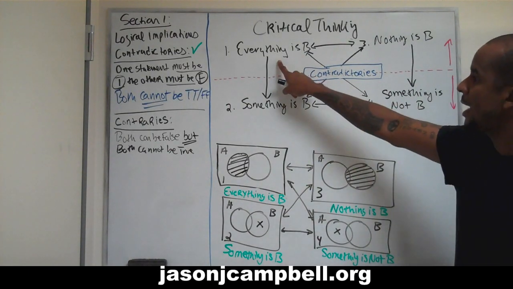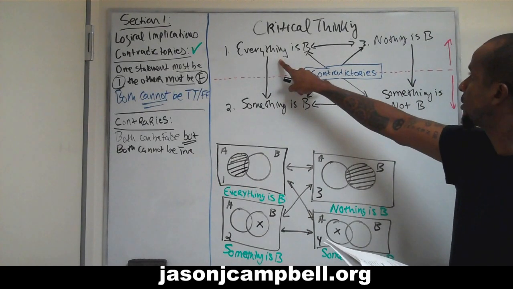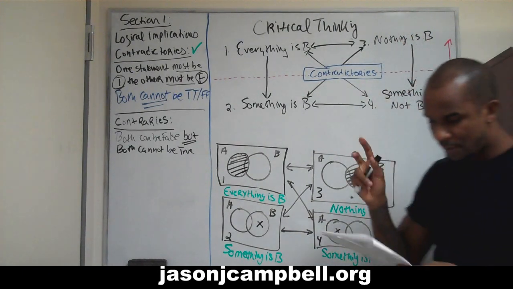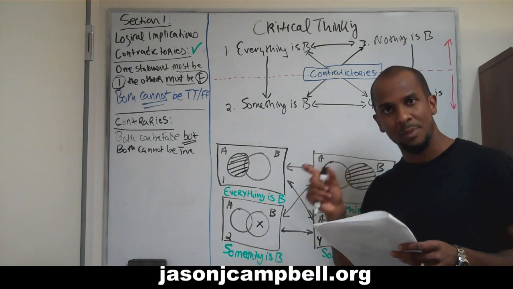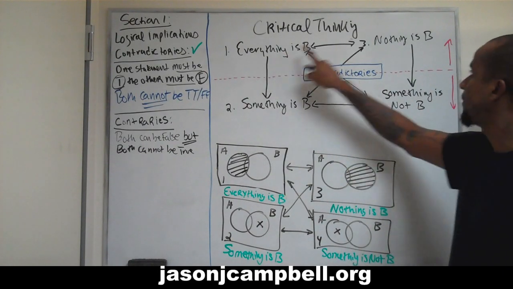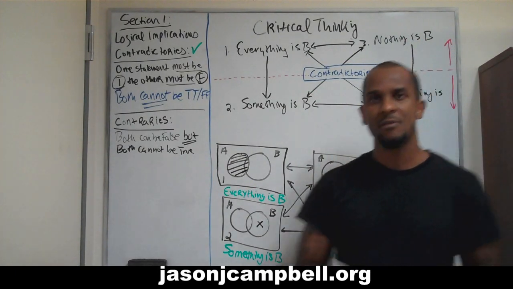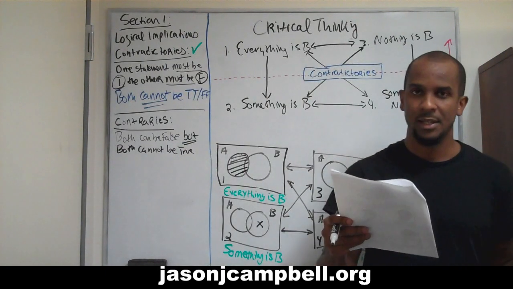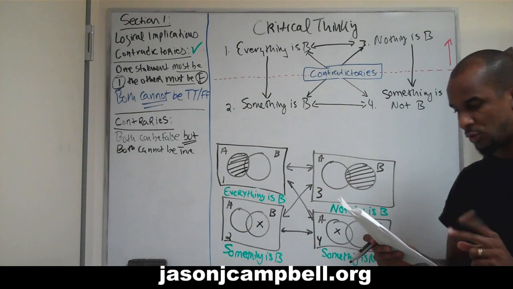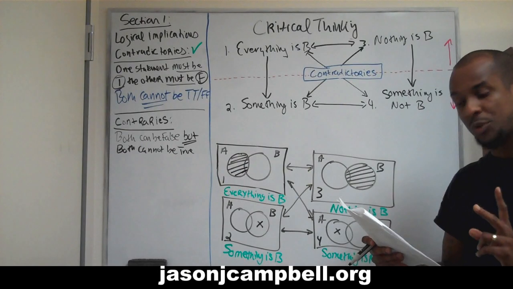I can say that everything is B, and we're on contraries number 5. Nothing is B. I obviously can't make the statement that both are true. It cannot be the case that everything is B and nothing is B, because if I say everything is B is true, and then I say nothing is B is true, this is not going to work. Both can't be true. However, 1 and 3 can both be false.